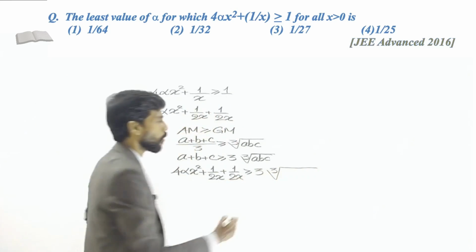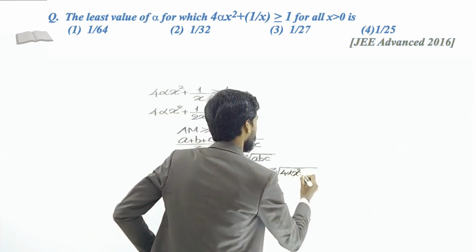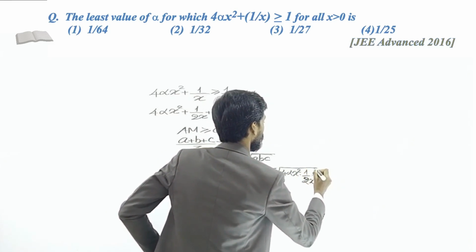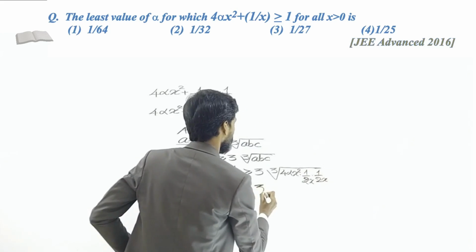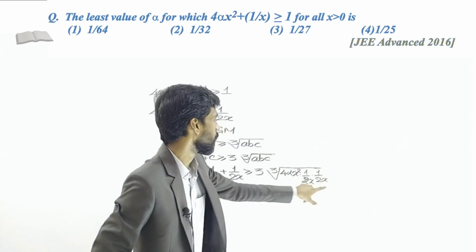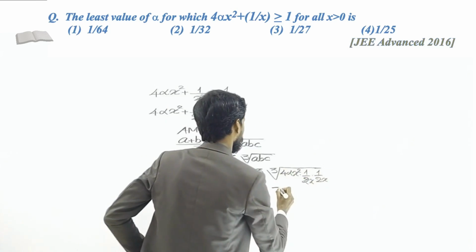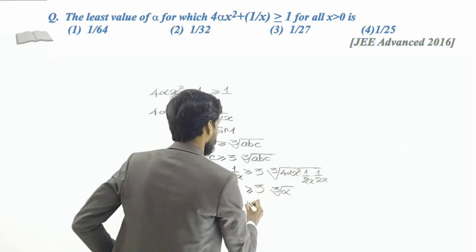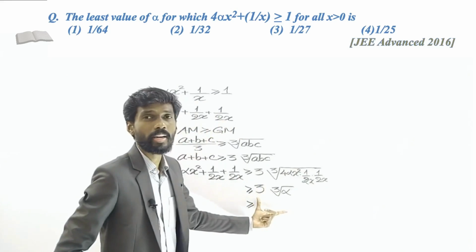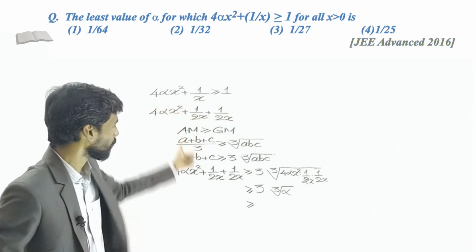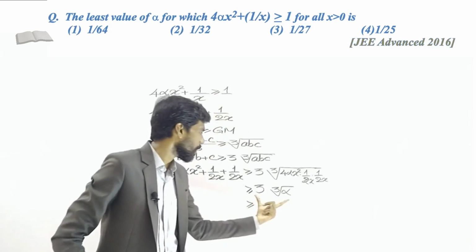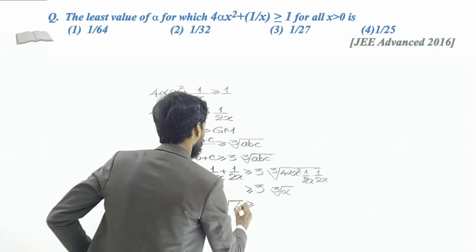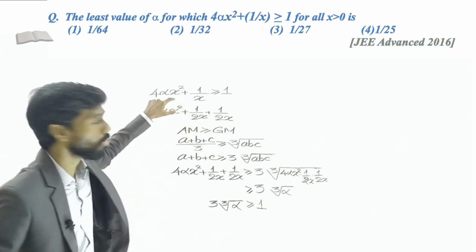abc means the product: 4 alpha x square multiplied by 1 by 2x multiplied by 1 by 2x. So this value is greater than or equal to 3 multiplied by, x square gets cancelled, and the 2 times 2 with the 4 also gets cancelled, so this is cube root of alpha. This value must be greater than or equal to 1, because it's already given that this expression is greater than or equal to 1. So 3 multiplied by the cube root of alpha must be greater than or equal to 1, only then will this inequality be satisfied, right?